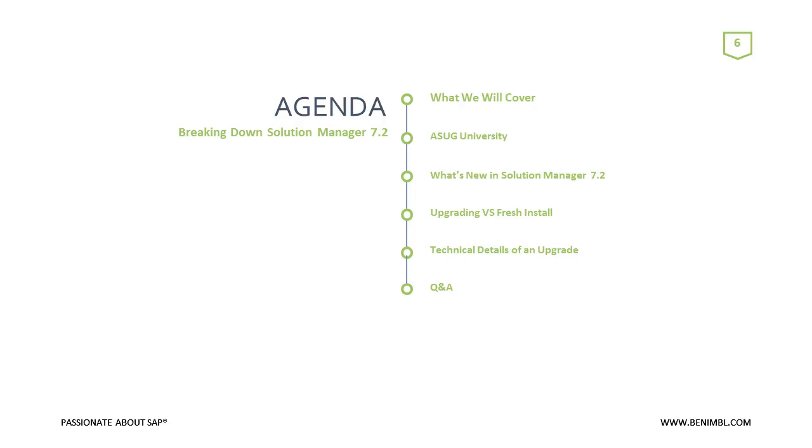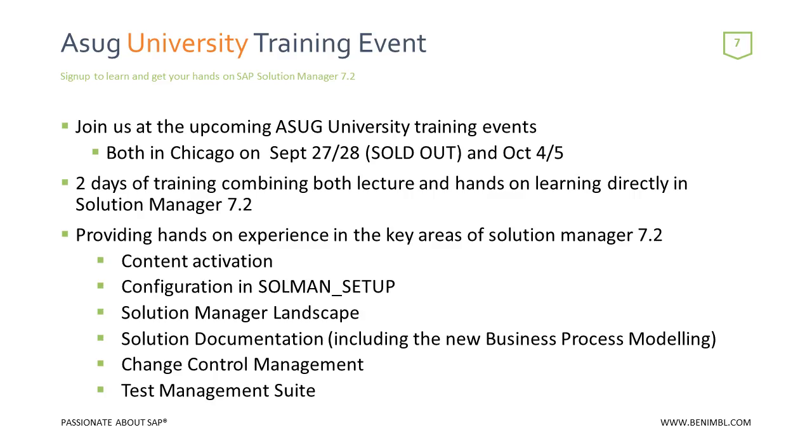So what we will cover is, as you know, this webinar is kind of like a precursor to the SOG University event that we are holding, which is we're going to allow customers an opportunity to basically learn about the new functionality in Solution Manager 7.2. We're actually going to give customers the opportunity to try their hands-on experience on Solution Manager 7.2 in various areas like content activation, configuration, using Solman setup, looking at the Solution Manager landscape and best practices around that.